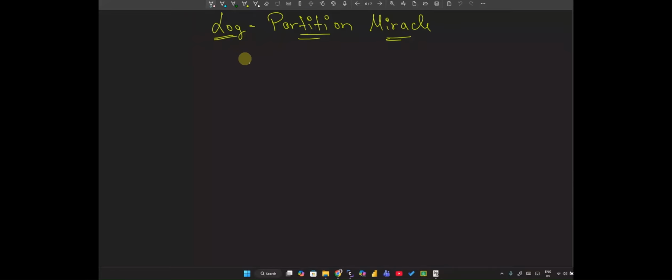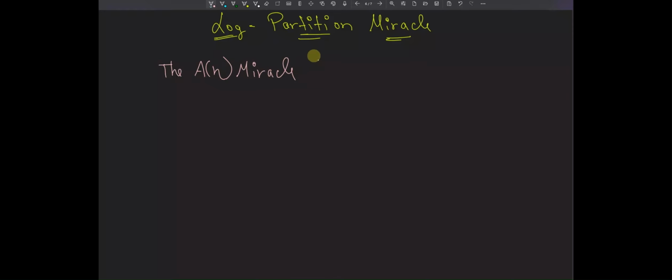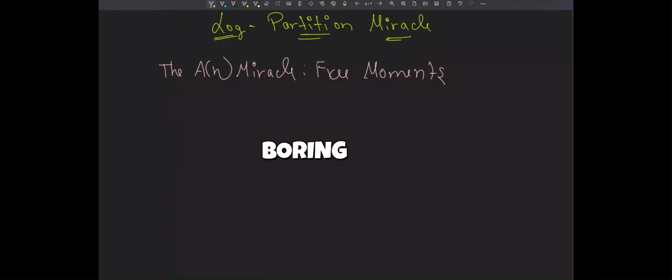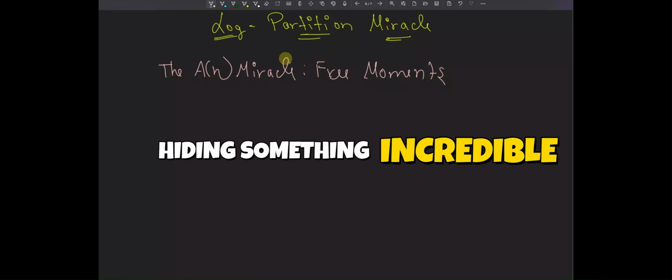Now we'll learn something about the log partition miracle, which is the A(eta) miracle, means free moments. Okay, now let me show you something about A(eta) that looks almost too good to be true. So far, A(eta) has just been the normalizing constant, the thing that makes everything add up to 1. That sounds pretty boring, right? Just a technical requirement, but it's hiding something incredible.